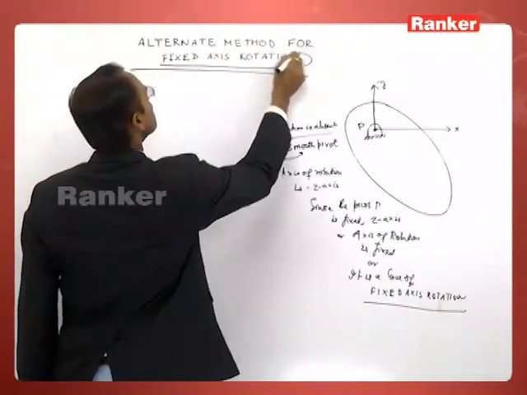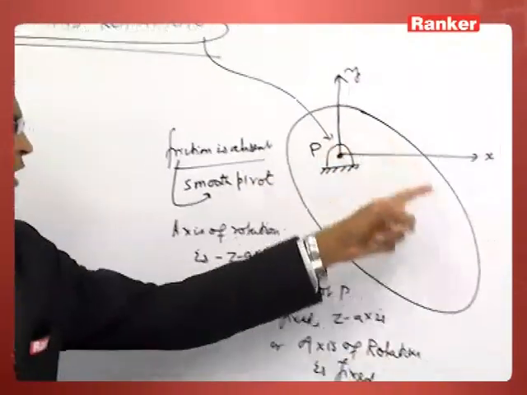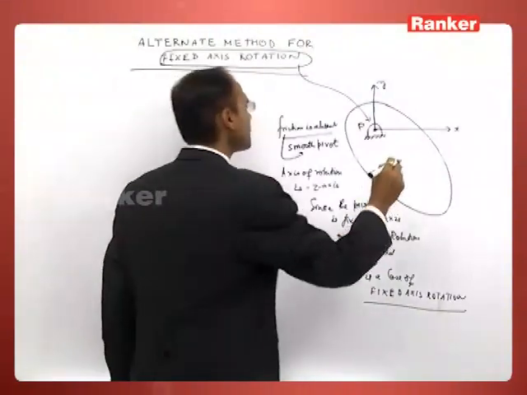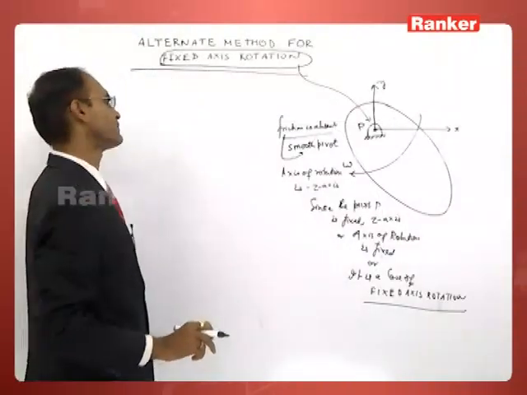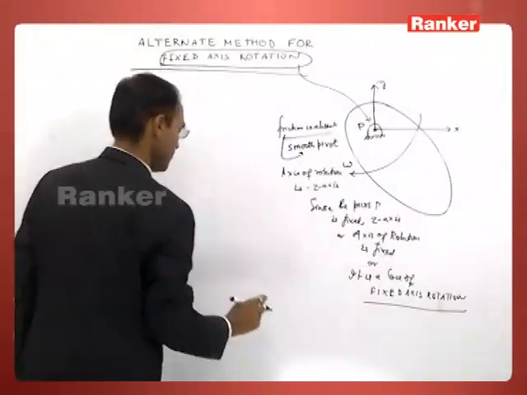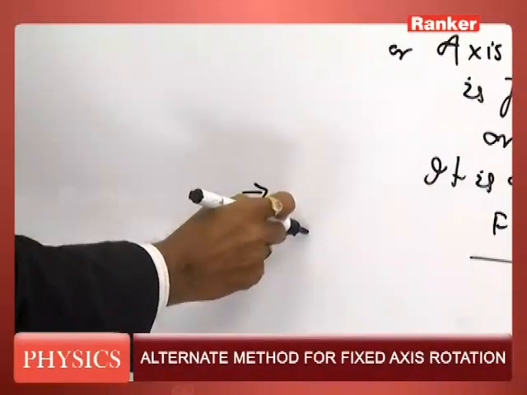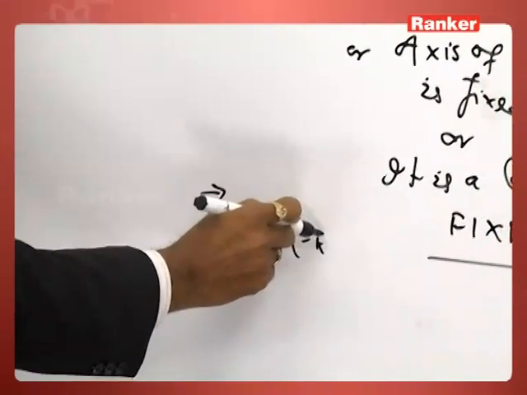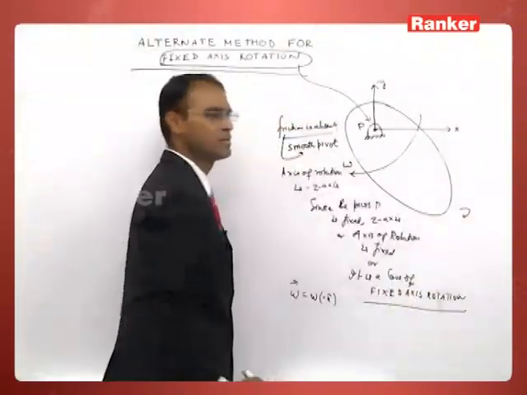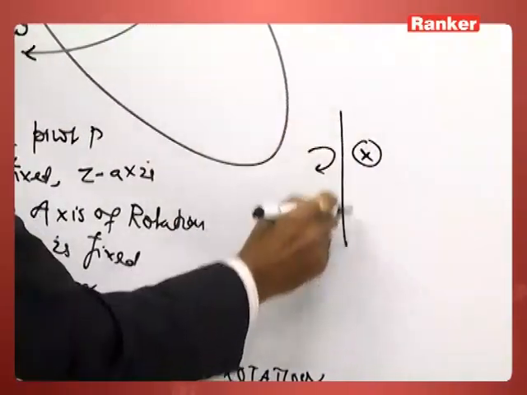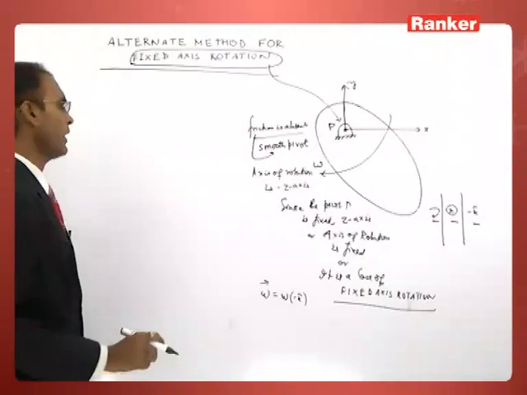When the pivot is fixed, we can call this type of rotation fixed axis rotation. Let us assume that the rigid body spins in clockwise direction. So, omega can be written as omega into minus k cap, because clockwise direction, or inward direction, or minus k cap, all the notations are equivalent.